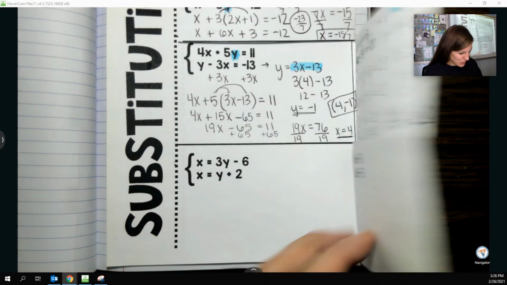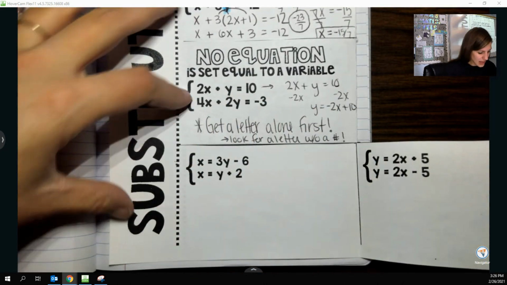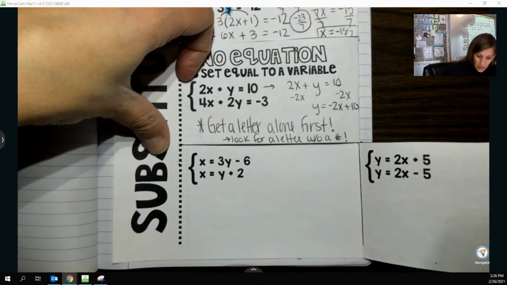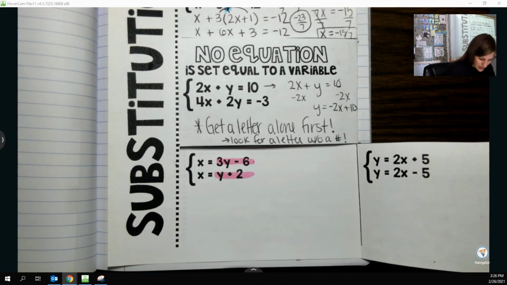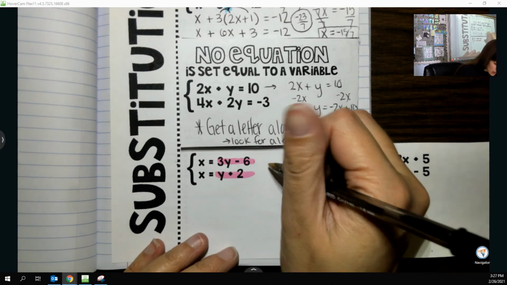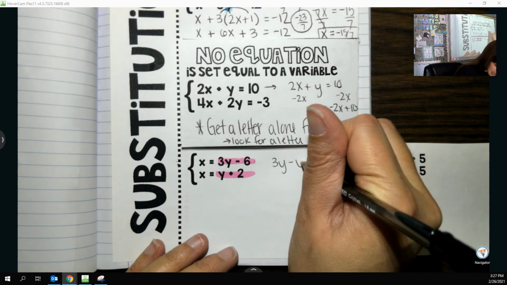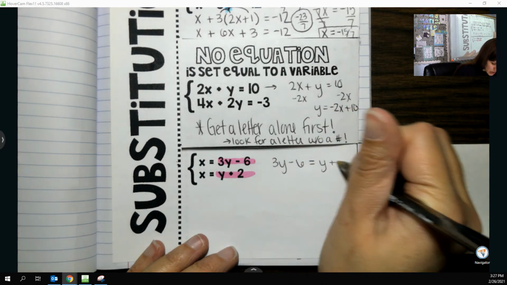Let's try 2 more. Okay, so these two equations are both equal to x. So since they're both equal to x, they're equal to each other. So I can just rewrite this as 3y minus 6 equals y plus 2.